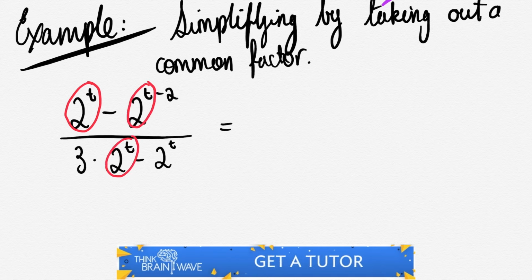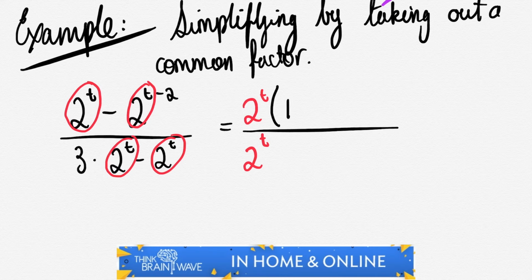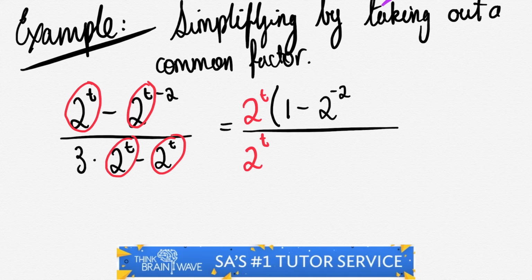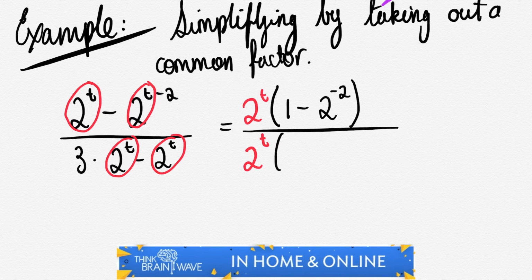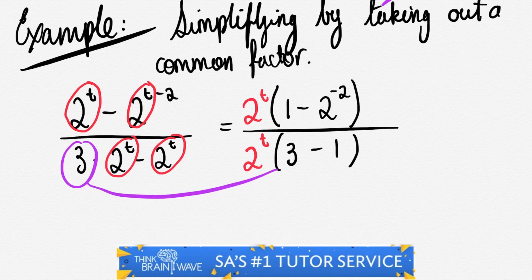You notice that the terms are separated by a negative sign. However, we can take this common factor at the top and at the bottom, and we can make a fraction. Let's do our parentheses. So 2 to the t divided by 2 to the t, the red one, gives you 1. Now minus 2 to the t times 2 to the minus 2 would give you 2 to the minus 2. Let's do the same at the bottom. That would give you a 3 and a minus 1. Let's cancel our terms.